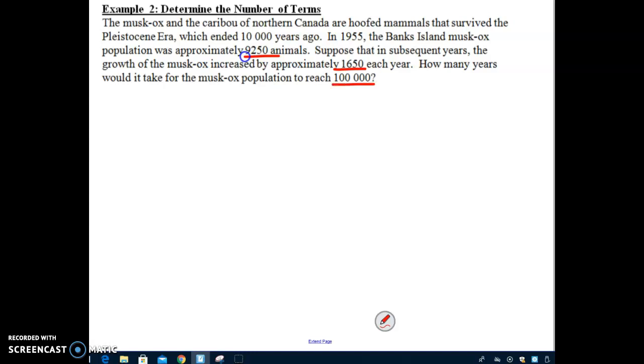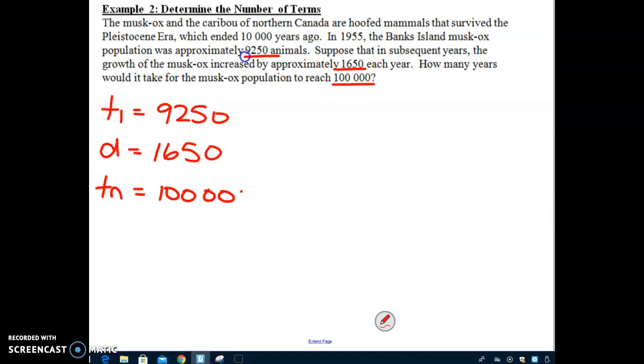So again, when we're doing this, it's best to always write out everything you know. So we know T1, we know it starts at 9,250. We know the common difference because it increases by 1,650 each year. And we're trying to figure out what term it'll be when the population equals 100,000.